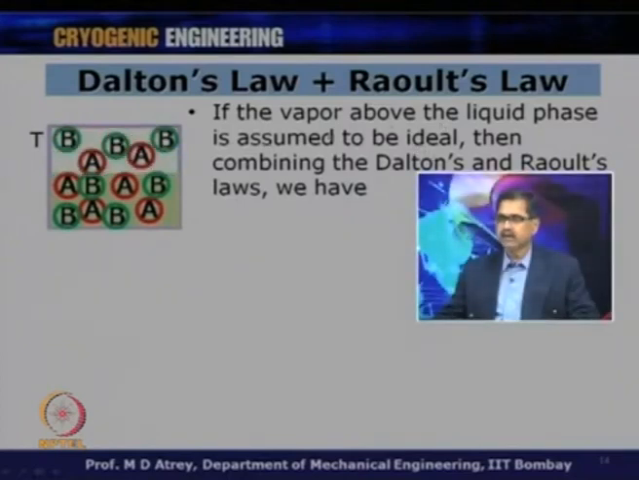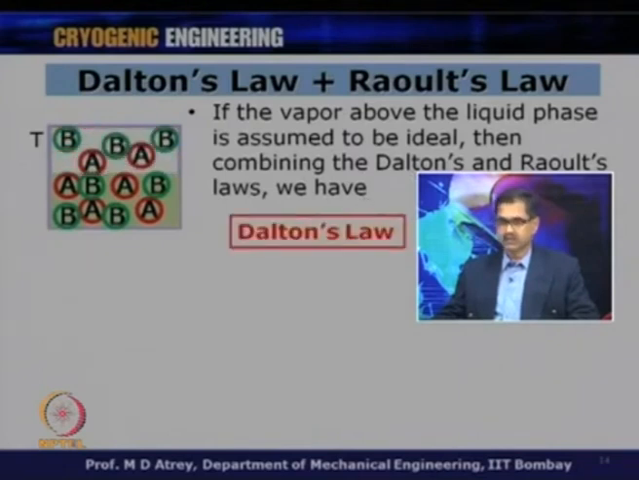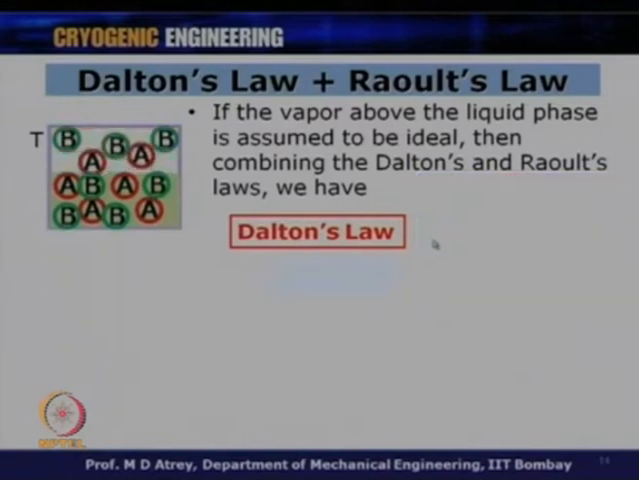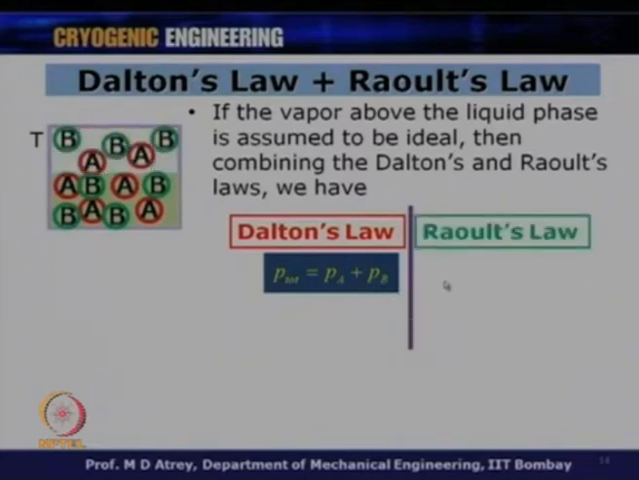But if I assume that the vapor above the liquid phase is ideal, then combining Dalton's law and Raoult's law, what we get is two things. I will put in Dalton's law and then combine it with Raoult's law. Dalton's law says the P total is equal to Pa plus Pb. The total pressure is equal to the sum of the partial pressures, Pa plus Pb. And what I get from Raoult's law is the value of Pa and Pb.